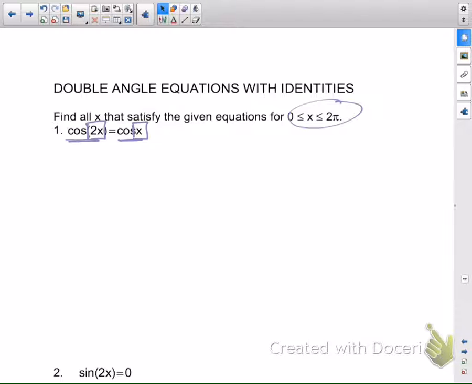For cosine of 2x, I have 3 options. According to my formula sheet, cosine of 2x is equal to cosine squared minus sine squared. Cosine of 2x is equal to 2 cosine squared minus 1. And cosine of 2x is also equal to 1 minus 2 sine squared. Okay, this is just out of my formula sheet. I have 3 identities for my double angle there.